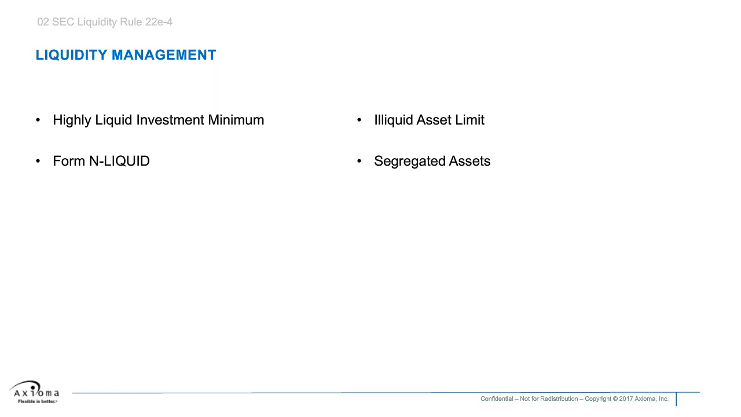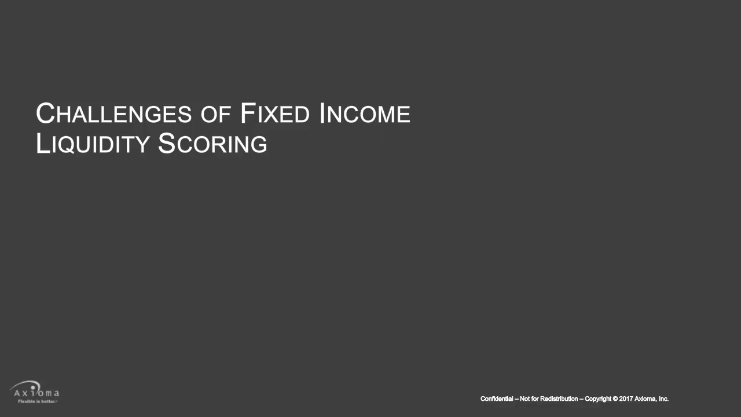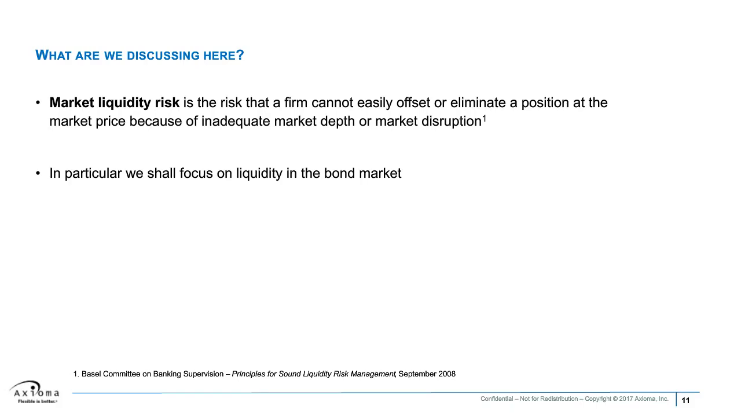And with that, I'd like to move on to having a look at fixed income liquidity, and in particular the challenges of coming up with liquidity scores in fixed income, and a little bit to do with liquidity risk management. Just to clarify what we're discussing here, we're going to talk about market liquidity risk, which, according to the Basel Committee on Banking Supervision, is the risk that a firm cannot easily offset or eliminate a position at the market price because of inadequate market depth or market disruption.